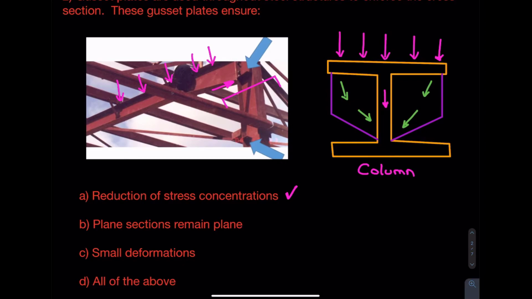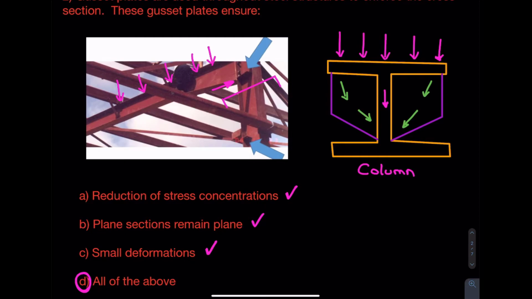But because of that, we can look at this question and say, all right, well, they reduce the stress concentrations, but why do we do that? Because we want to ensure that those plane sections remain plane. And as a result, of course, we want to keep it nice, small deformations. We looked at the last picture. Of course, we don't want those kind of deformations. Those were crazy. We'd have a lot of trouble if that was our structure. So since all 3 of these are a nice check mark, we can conclude that the answer to question number 2 here is going to be just like before, option D, all of the above.